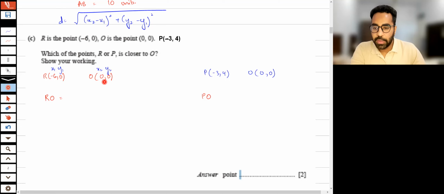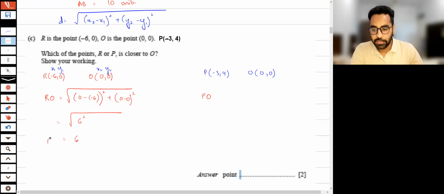तो मेरे पास क्या हो जाएगा, x2 minus x1 whole squared, तो 0 minus (-6) whole squared plus 0 minus 0 is just 0. So (0 minus 0) whole squared. Okay. So minus into minus becomes positive. So I'll get 0 plus 6. So this will become 6 squared. And this is only 0, so don't need to write it again over here. So I'll get 6 squared, under root 6 squared is 6 only. Okay. So the distance of R from O is 6 units.